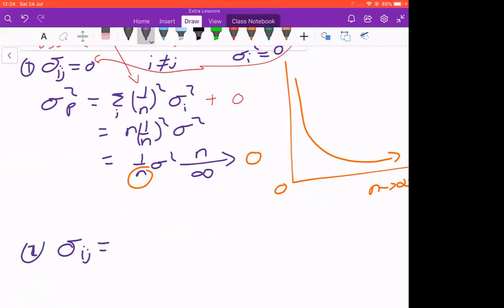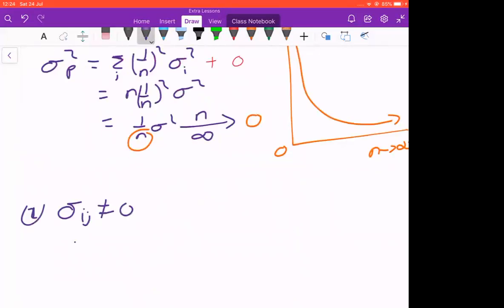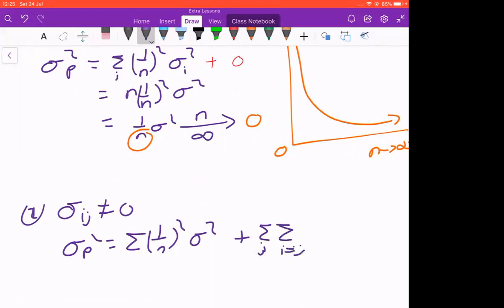So we can look at another scenario where the covariance is not equal to 0. In this case, the variance of our portfolio is still going to be 1 over n squared sigma squared, plus the sum over i not equal to j times the weight. So you can just write 1 over n squared, then you can say sigma ij.